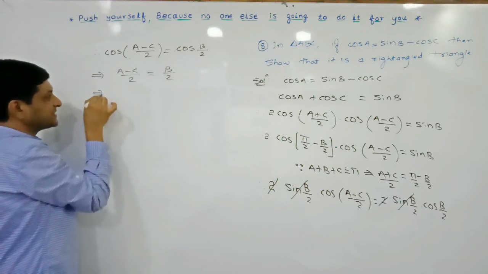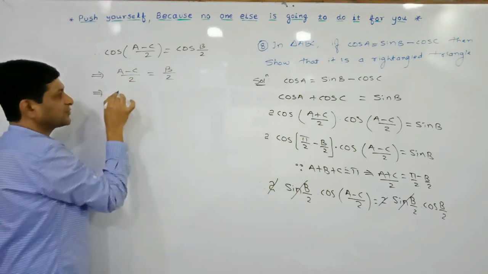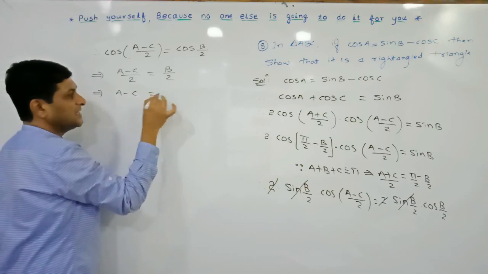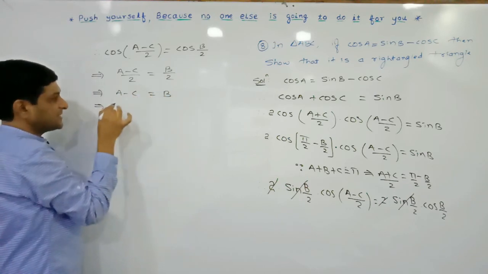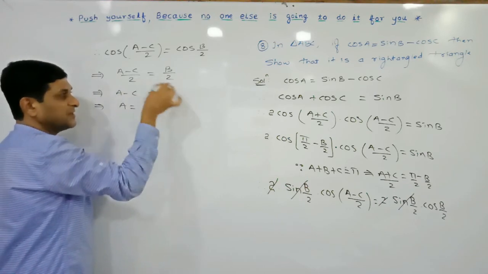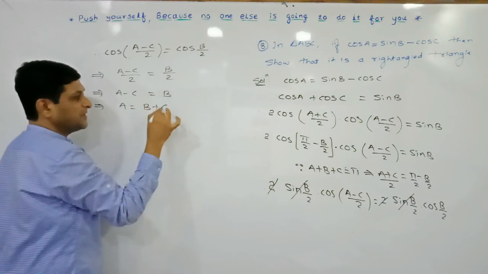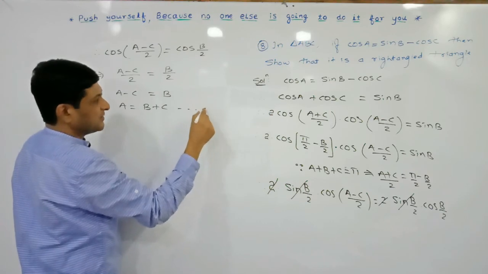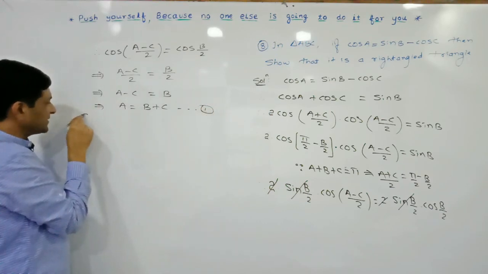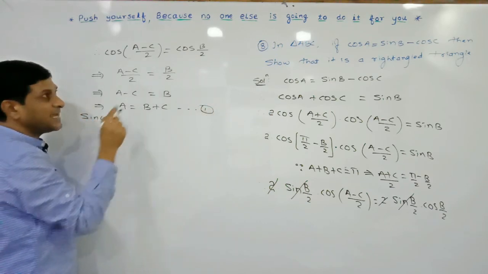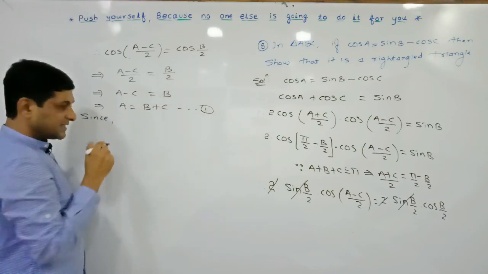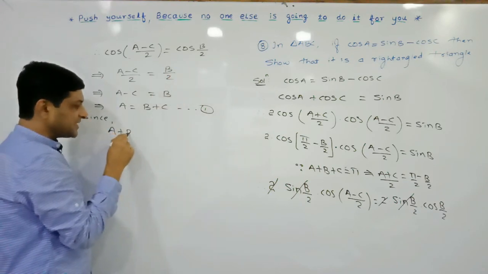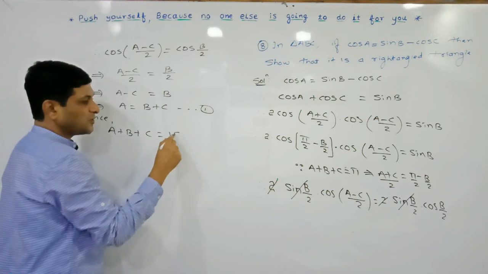So this implies that cancelling 2 on both sides, we get A minus C is equal to B. This implies that A, keep it as it is, minus C on this side will become plus C, so A equals B plus C. Let us denote it by equation number first. Since ABC is a triangle, we can say that the sum of three angles will be equal to how much?